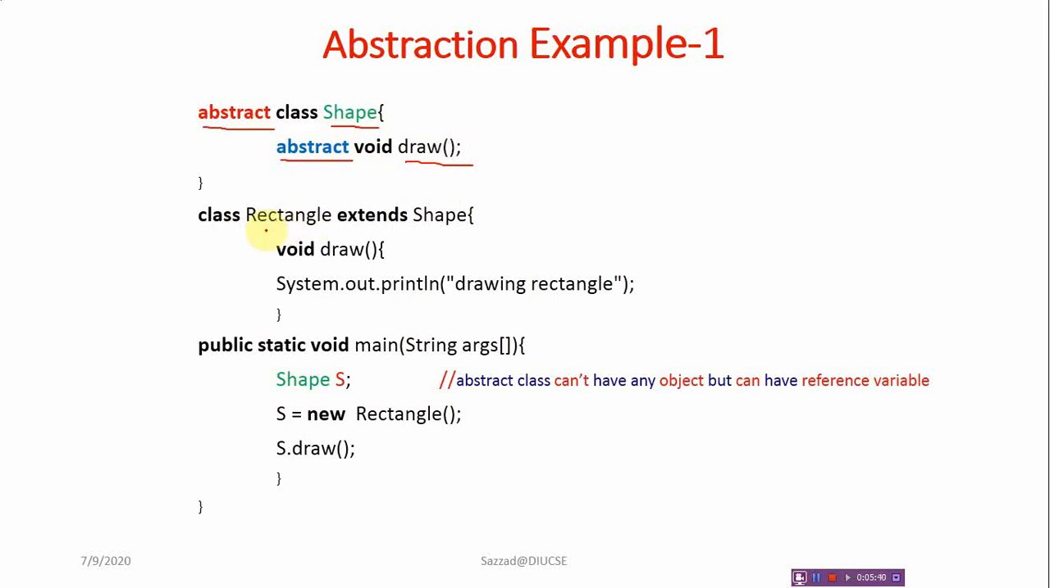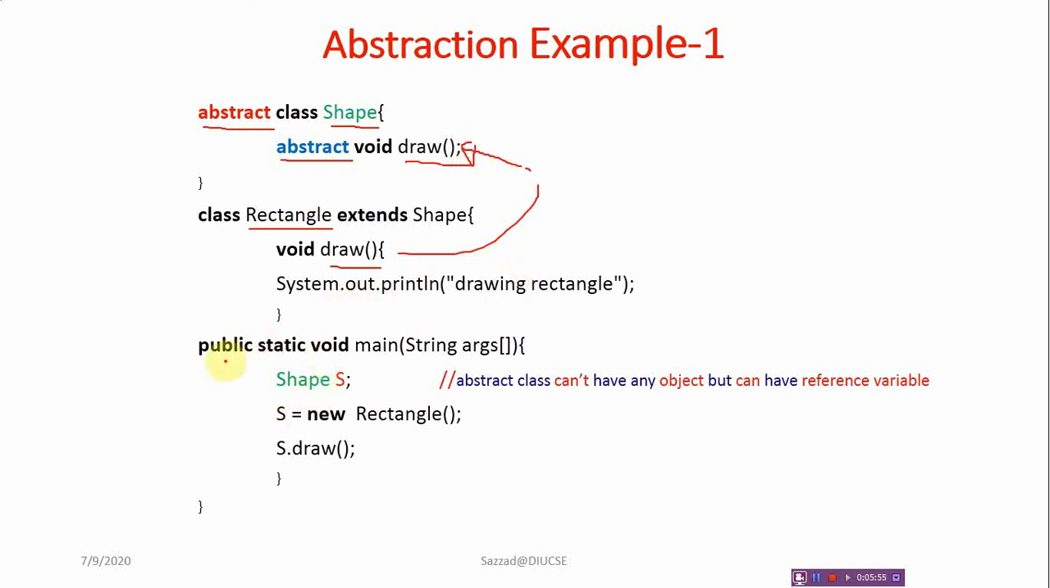So here is another class, the Rectangle class, which extends the Shape class, and then it is actually implementing the draw method, which is an abstract method. So you can see it is actually implementing the draw method.